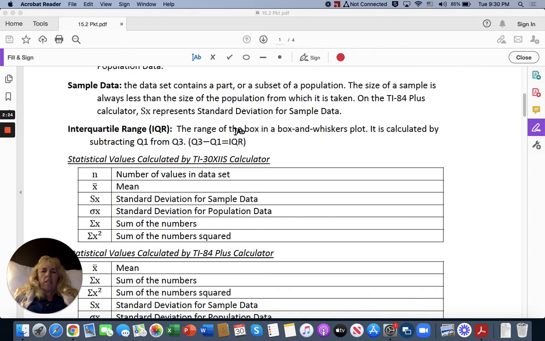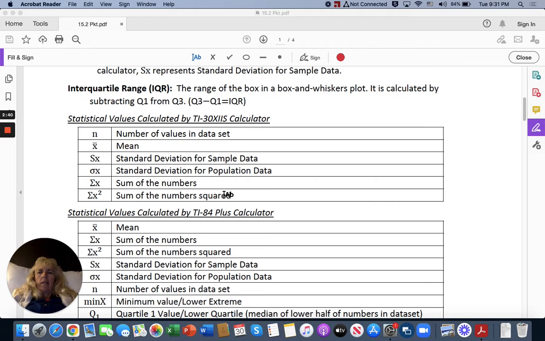Interquartile range, IQR, is the range of the box in a box and whisker plot. It is calculated by subtracting Q1 from Q3, and you'll get IQR from the Q3 minus the Q1. We'll go over that later. Okay, some of these I'm not going to go over all of them.